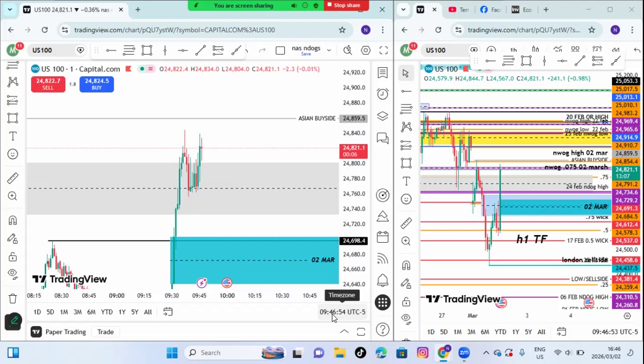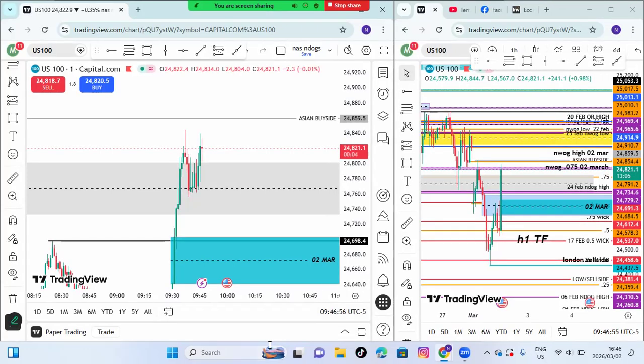Soon, at 9:50 to 10:10, that's a macro time, meaning that the market is more likely to show us, reveal its cards, what it actually wants to do.